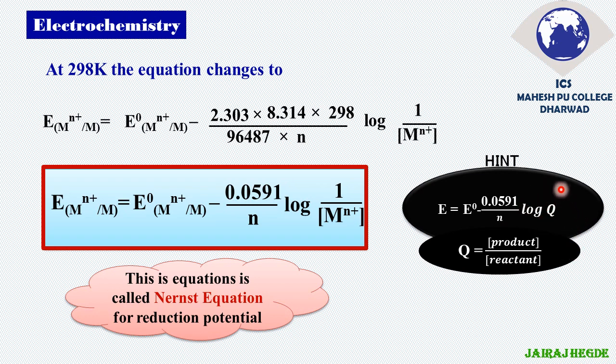That means product by reactant. We already saw this in equilibrium. Q, reaction quotient, stands for the concentration of products by reactants. We can substitute the log of 1 by Mn plus. We can take this also. This comes in handy when we go for a little more advanced work with the Nernst equation.